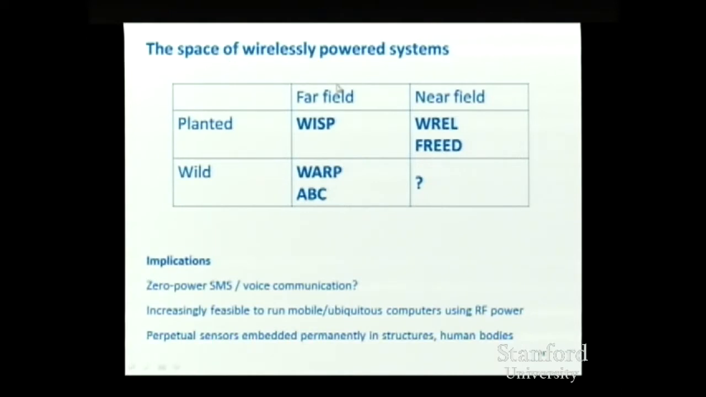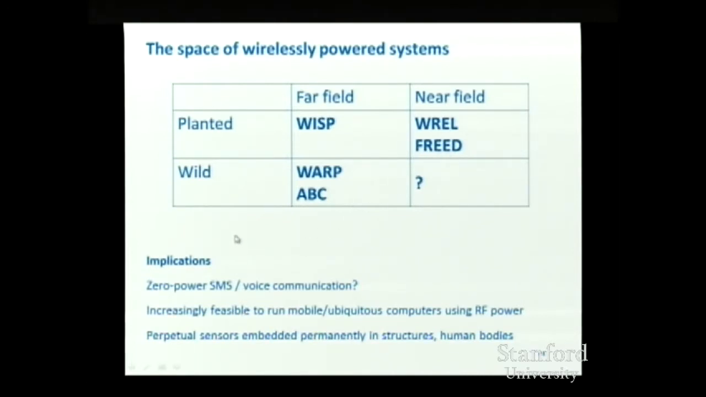So we talked about first far-field systems. There's WISP, which is a system in which we're transmitting power deliberately. Then we talked about WARP, which is another far-field system, but there it's using ambient RF. And we talked about ambient backscatter communication, where we combine those two ideas and have tags that can communicate with each other using just ambient RF signals. And then I showed you the near-field systems. So WiRL is our name for the high-power wireless system, and FREE-D is what we call the application to heart pumps.